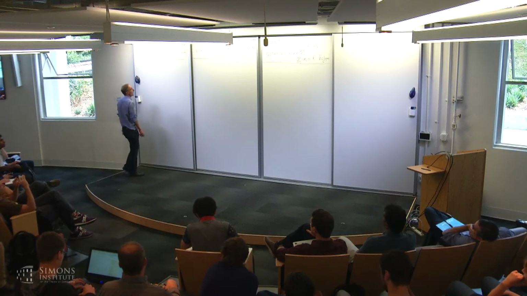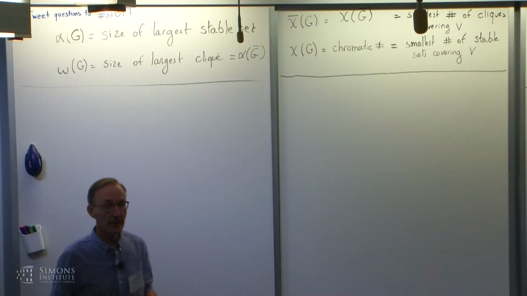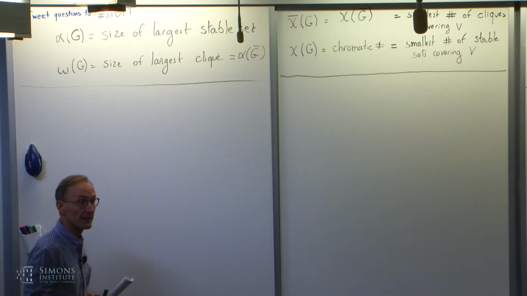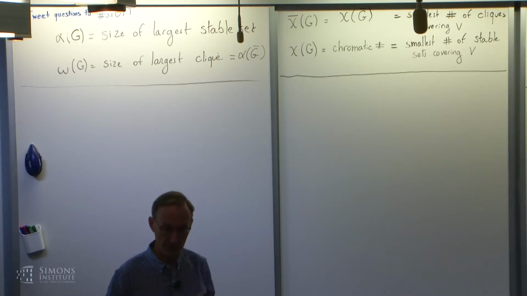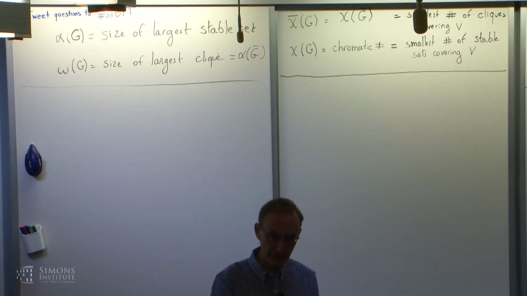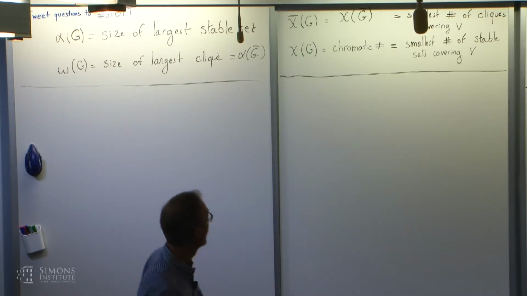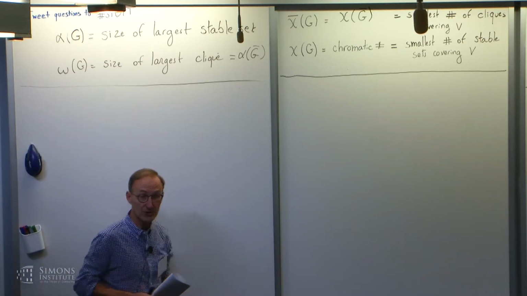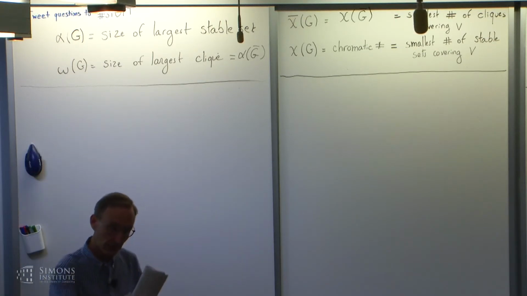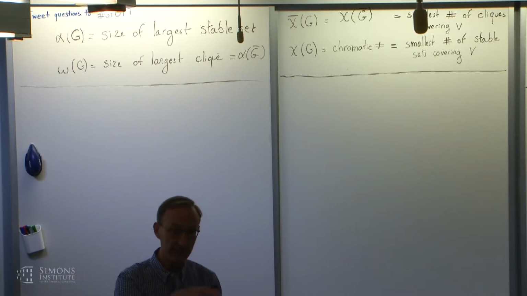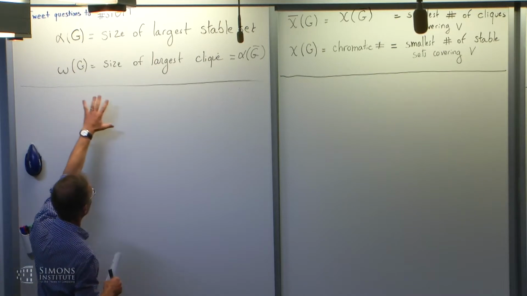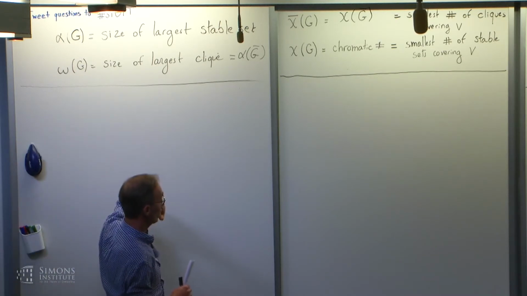So yesterday we defined the following concepts. Given a graph, alpha of G is the size of the largest stable set. So that's a set of vertices in the graph such that there are no edges in between them. And you can also look at the size of the largest clique. So that's a complete induced subgraph, and omega of G is the size of this largest clique.